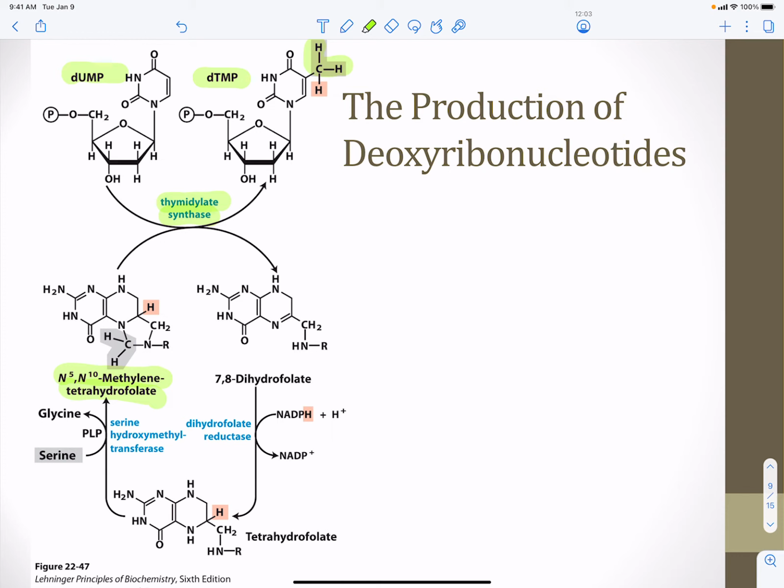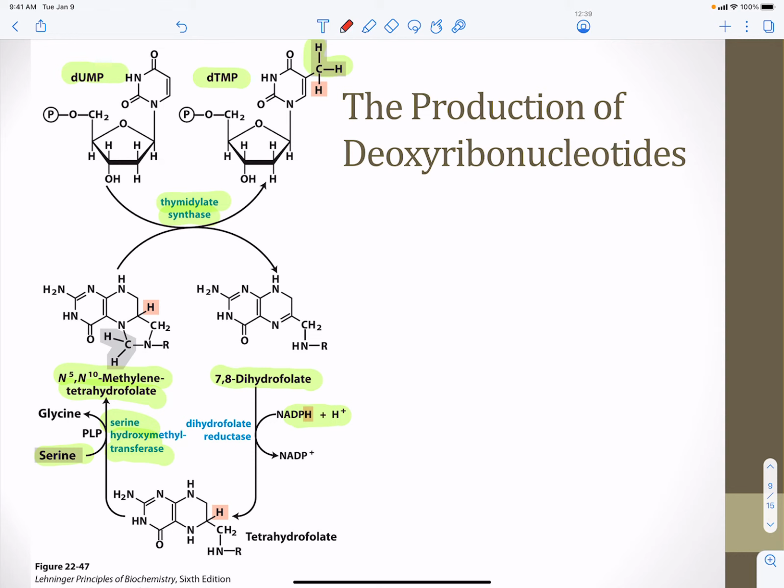And this is going to generate a 7,8 dihydrofolate. You're going to have a reducing agent of NADPH, which is going by the dihydrofolate reductase. And this is going to generate your tetrahydrofolate. And then you have a serine hydroxymethyltransferase in which you get serine transferred. Remember, that's to generate glycine. And this is going to generate that N5-N10 methylene tetrahydrofolate, which is used to make thymidine monophosphate from uracil monophosphate.